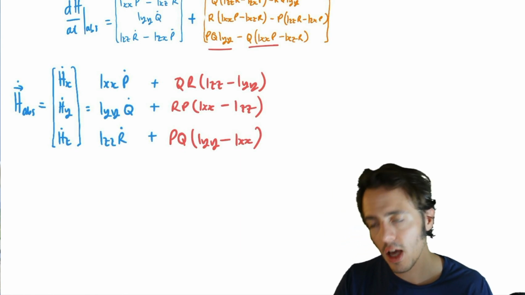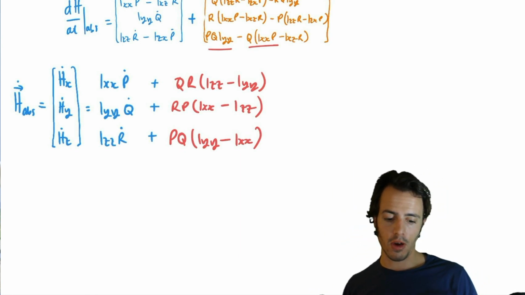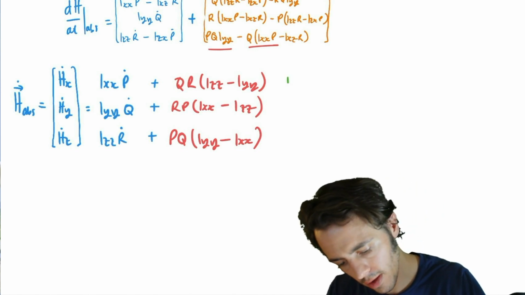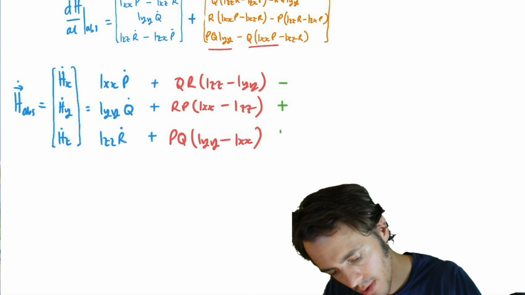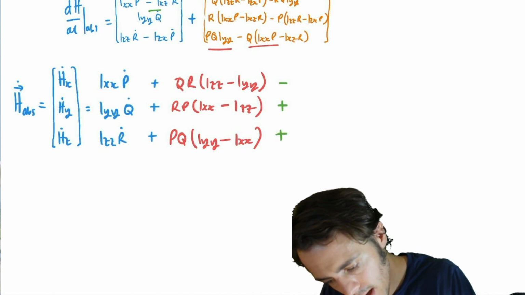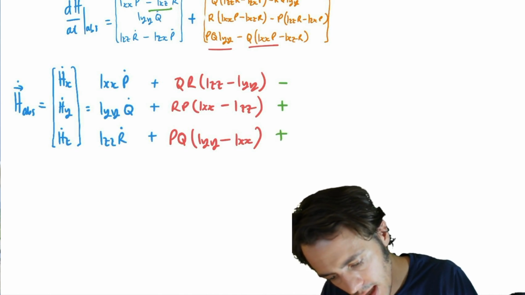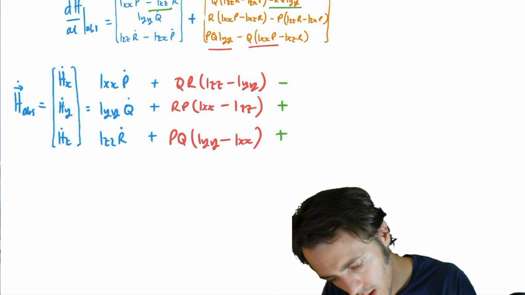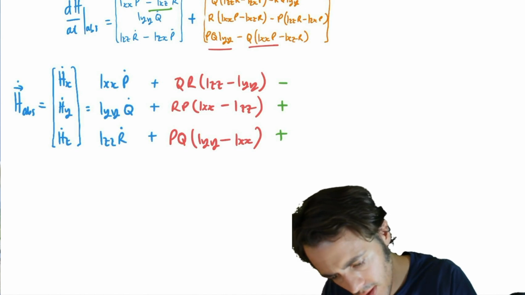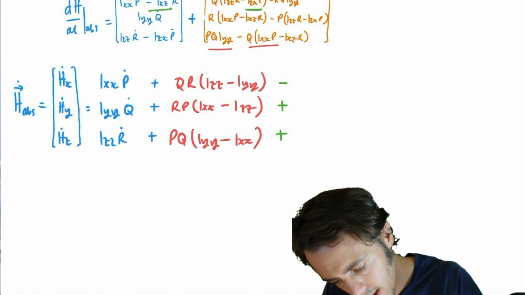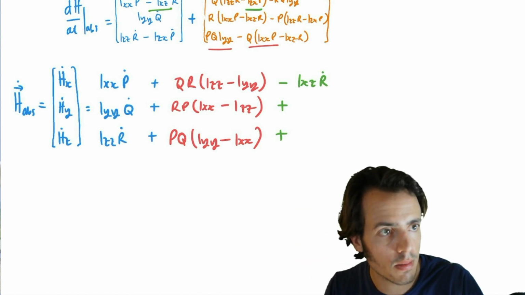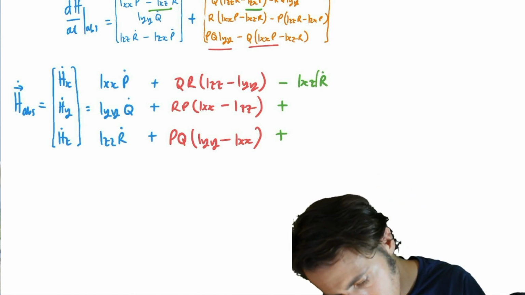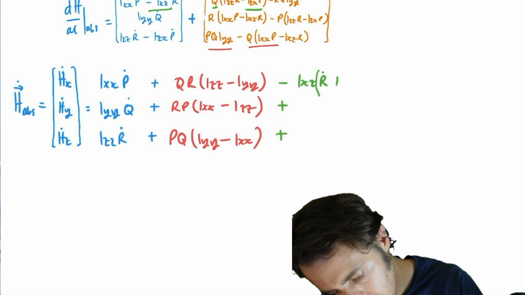So the remaining terms that we've got are anything that involves a product of inertia, and I'm going to draw these in green. This first row is negative, the next two are positive. So here I've got minus IXZ R dot. It's going to be R dot plus PQ actually. So Q here as well.